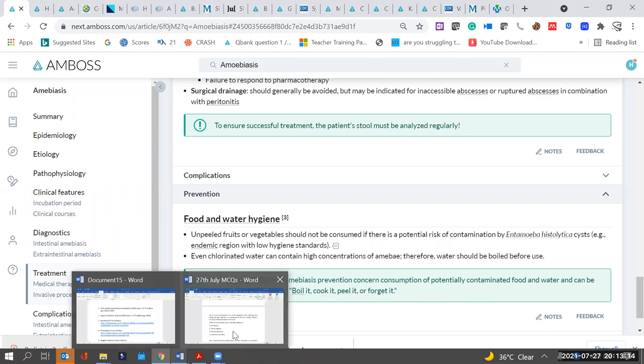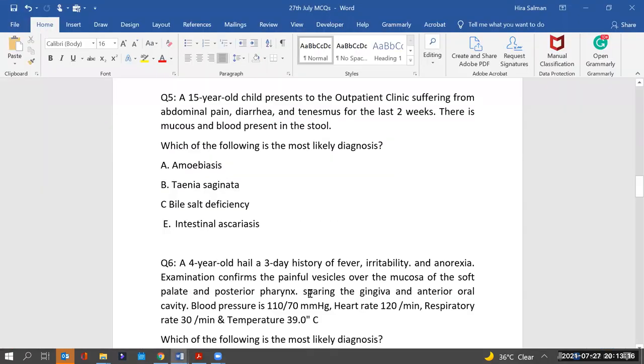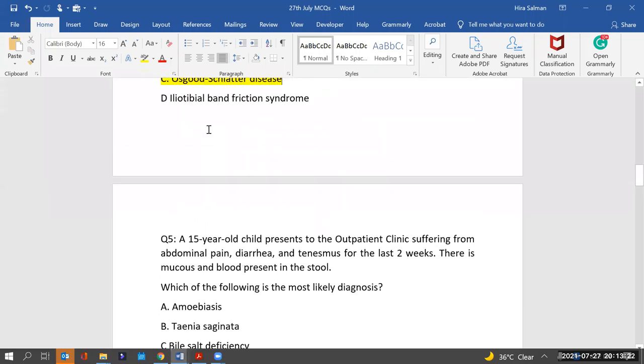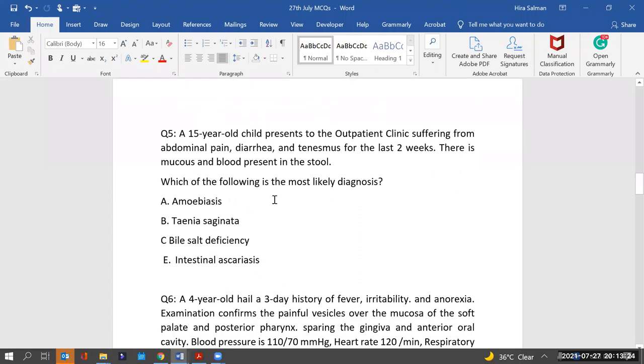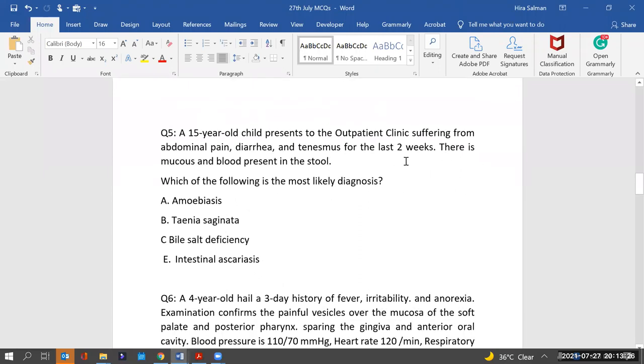So let's have a look at the question. A 15-year-old child presents to the outpatient clinic suffering from abdominal pain and diarrhea, and tenesmus for the last 2 weeks. There is mucus and blood present in the stool too. Remember, mucus and blood in the diarrhea, especially associated with tenesmus, usually point towards amoebiasis. Which of the following is the most likely diagnosis?